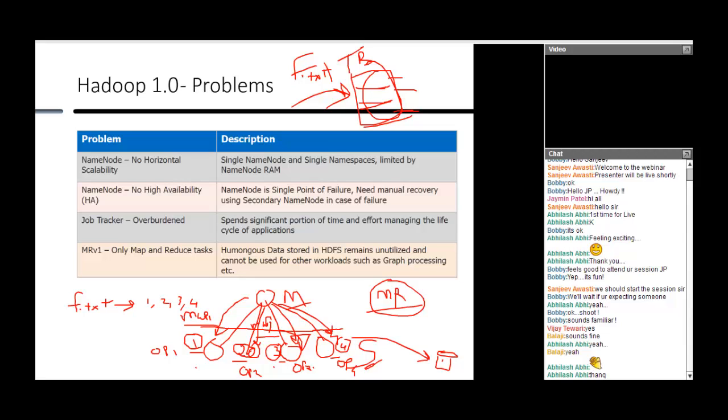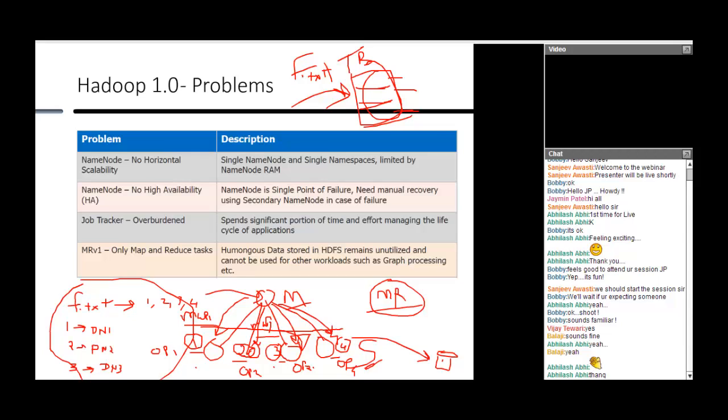Okay, so these are the block IDs or the part IDs of this file, and also it will remember that part 1 is stored on data node 1 or slave node 1. 2 is stored on data node 2 or slave node 2. Part 3 is stored on data node 3. Okay, so this is how it will remember. This information is called the metadata information, which will be there with the master node.